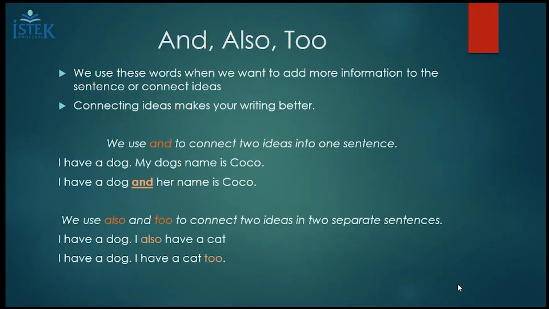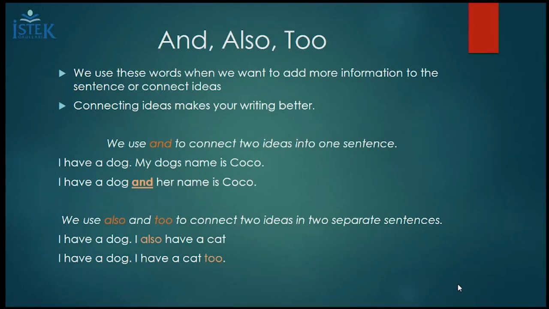Let's see and, also, and too. We use these words when we want to add more information to the sentence or connect ideas. Connecting ideas makes your writing better. We use and to connect two ideas into one sentence.